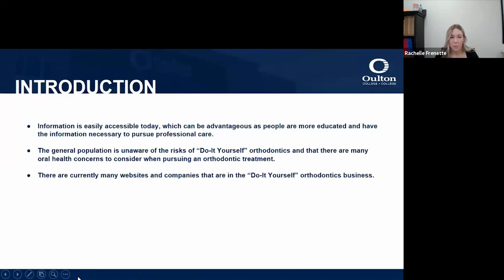As we are aware, information is easily accessible today, which can be advantageous to people that are educated, which means they have more of the information to pursue orthodontic treatment. The general population is unaware of the risks that are associated with do-it-yourself orthodontics, and in fact there are many oral health concerns in relation to do-it-yourself orthodontics. There are currently many websites and companies that are in business with do-it-yourself orthodontics.